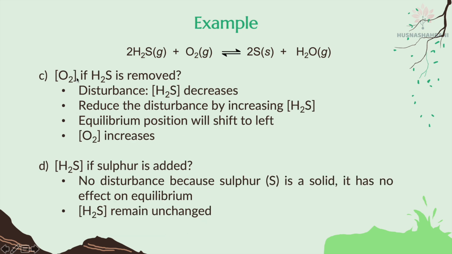What happens to the concentration of oxygen if hydrogen sulfide is removed? When you remove hydrogen sulfide, the disturbance is that the concentration of hydrogen sulfide decreases. So you want to make it balanced by adding more hydrogen sulfide again. To reduce the disturbance is to increase the concentration of hydrogen sulfide. In order to increase this concentration, you need to convert the product to become the reactant. So the equilibrium position will shift to the left.